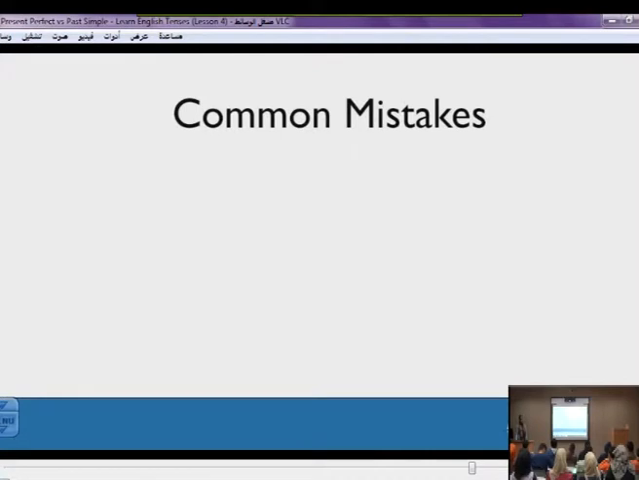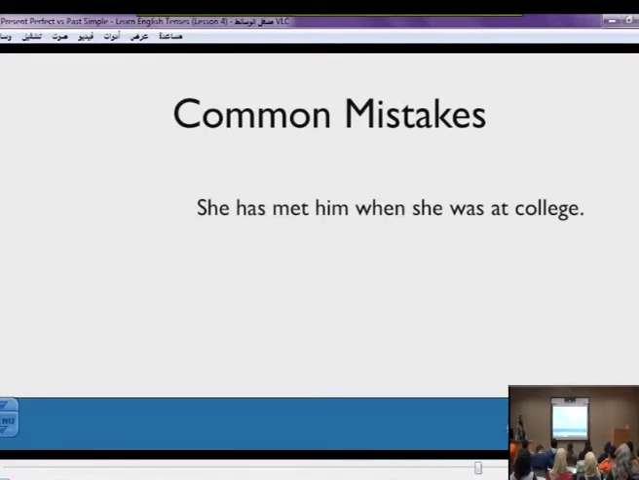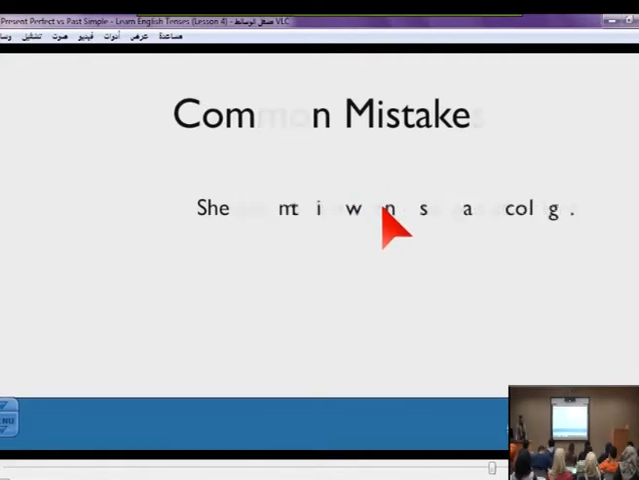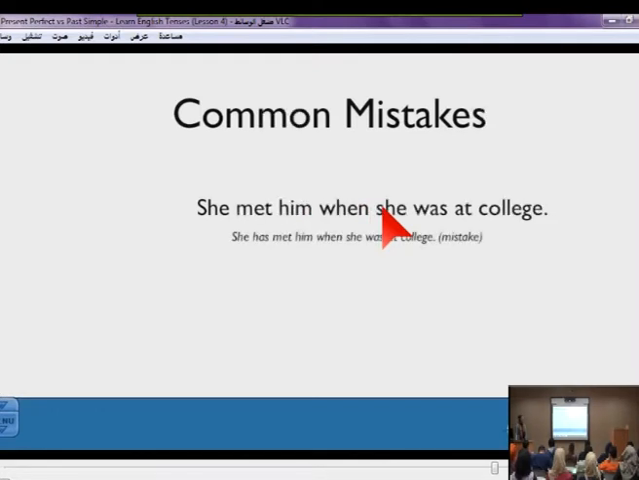Another example. She has met him when she was at college. Again, when she was at college refers to a specific period of time in the past. And therefore, we should use past simple. She met him when she was at college. Okay, remember when with simple.